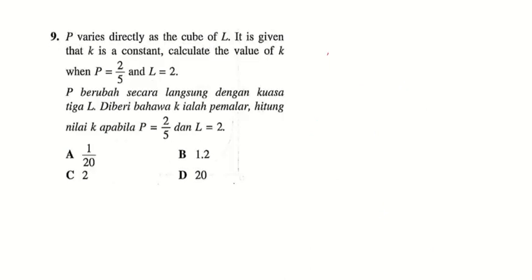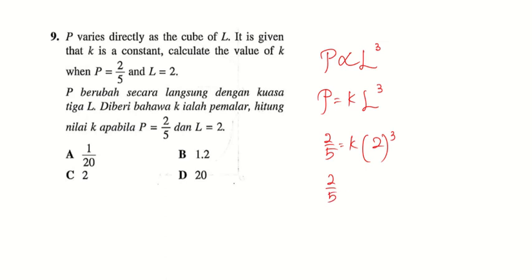Number 9, P varies directly as the cube of L. Cube, given that k is a constant, P equals kL cubed. P is 2 over 5, and then L equals 2. This is 8, and then k equals 2 over 5. Now this is multiply. When you bring over, it becomes divide. At the bottom means divide. So k equals 1 over 20. So the answer is A.